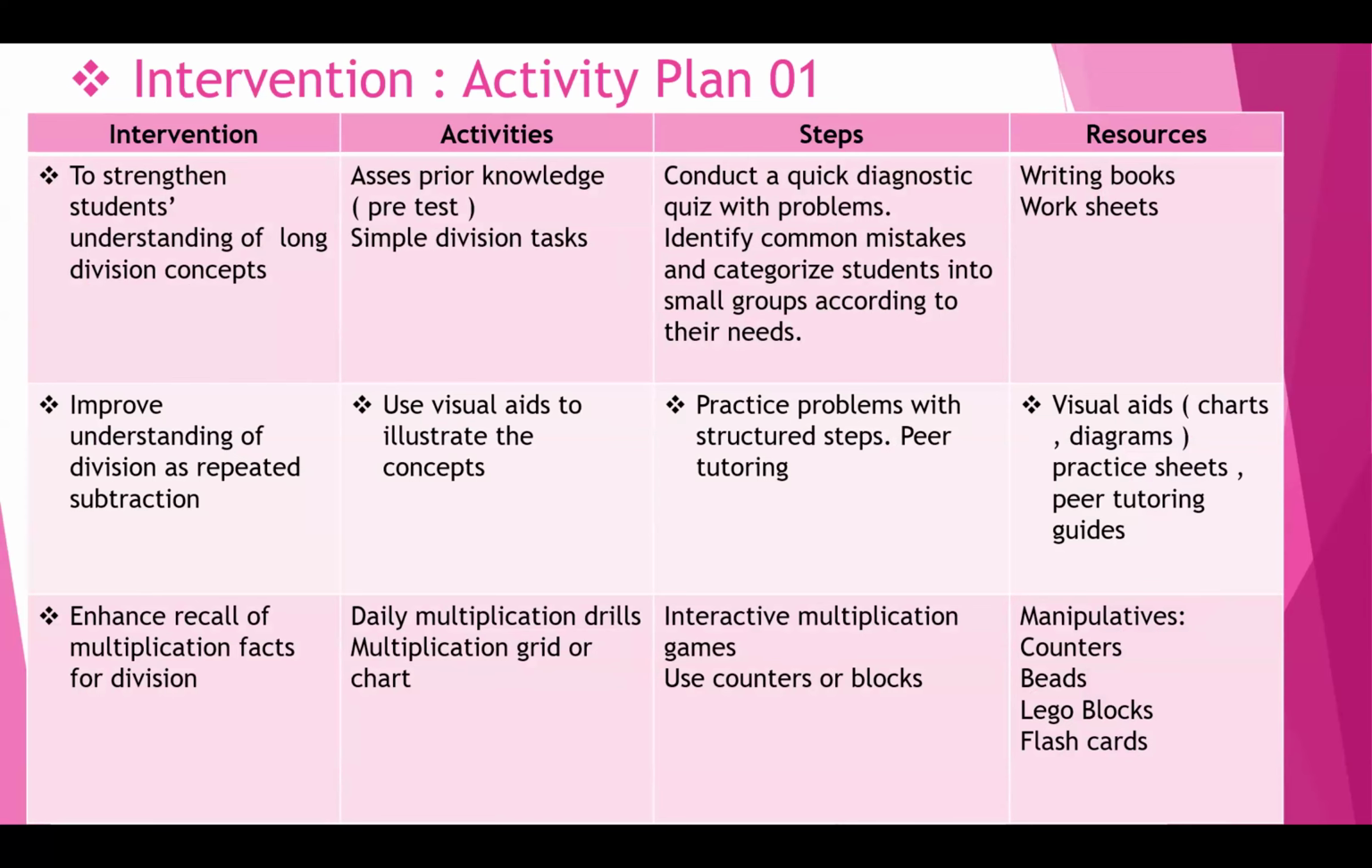Okay, go to the next. All right. And the resources: writing books and worksheets. And the next one: improve understanding of division as repeated subtraction. Activities: use visual aids to illustrate the concepts. The steps: practice problems with structured steps, peer tutoring, visual aids, practice sheets.